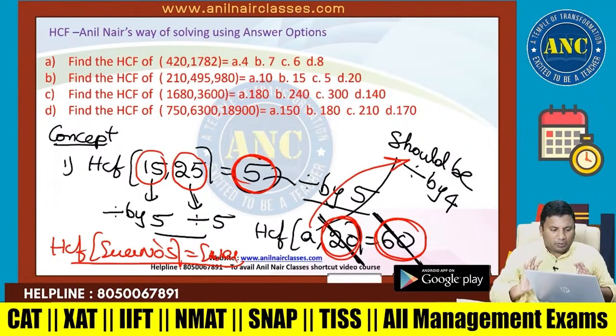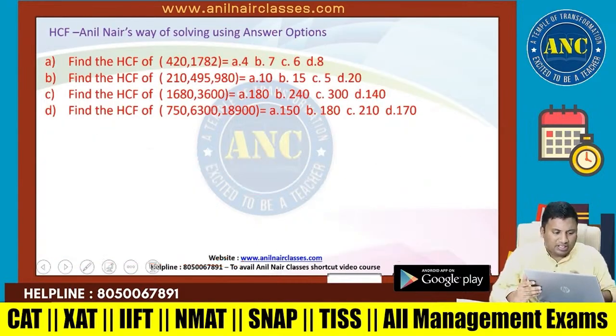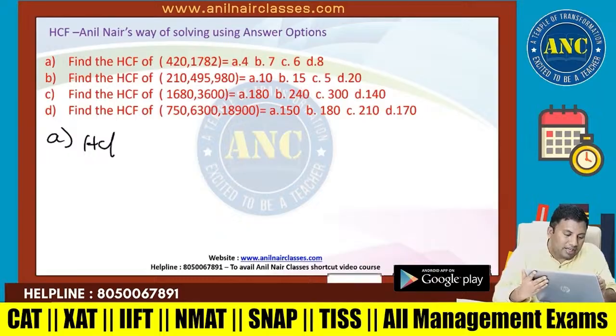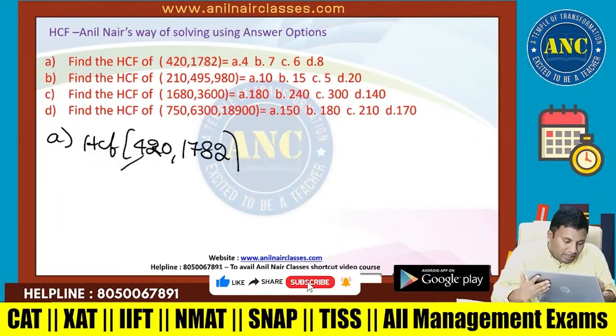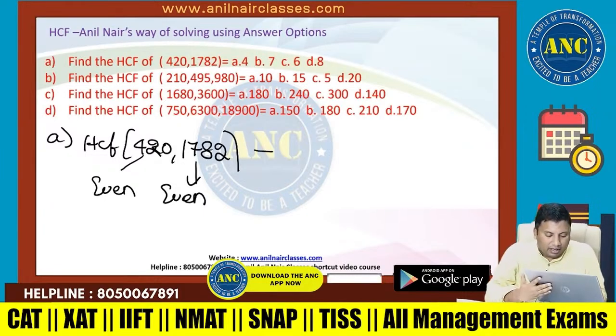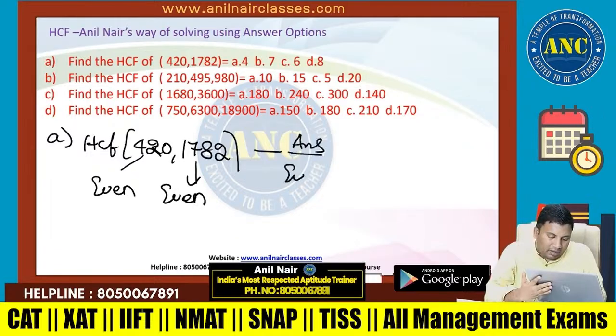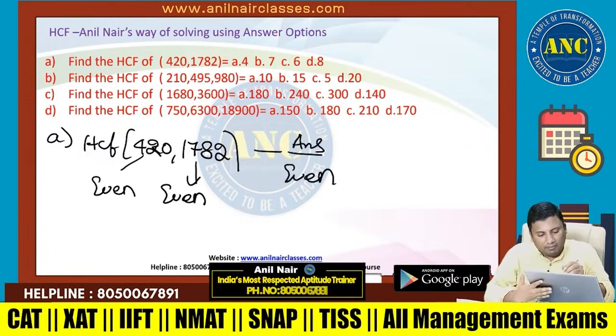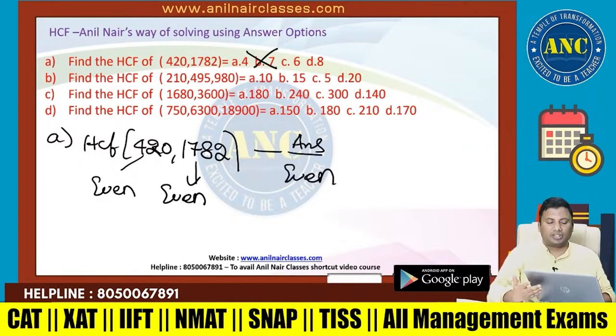Now, why am I explaining this? Let us solve this one with this concept. Listen carefully, it is not about these problems, you should know how to use this logic. Find the H.C.F. of 420 comma 1782. Listen carefully. 420 is an even number. 1782 is an even number. If two numbers are even, the answer should be an even number. First way: H.C.F. of two even numbers is an even number.